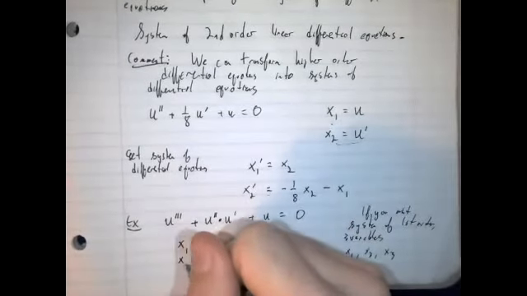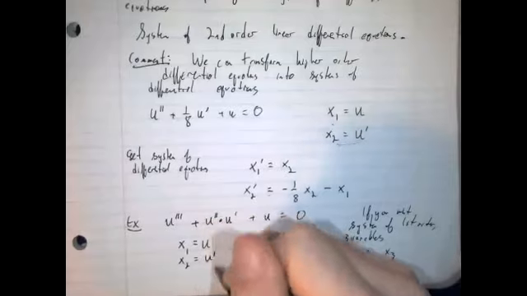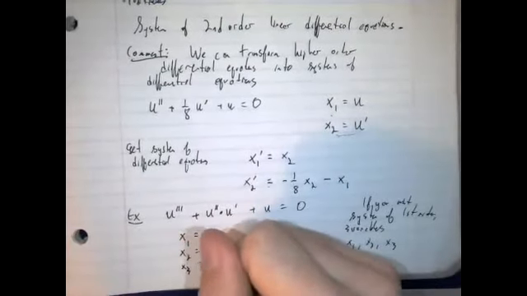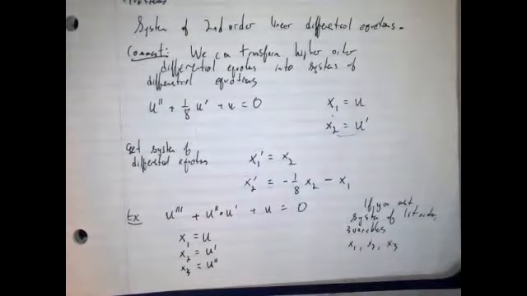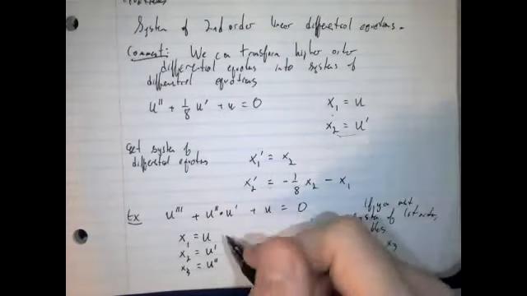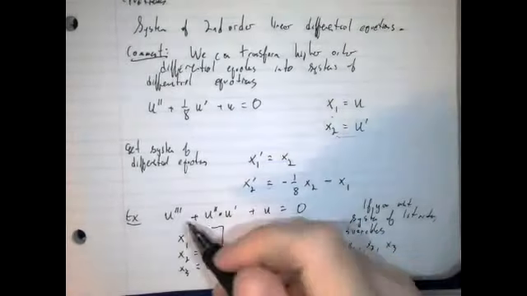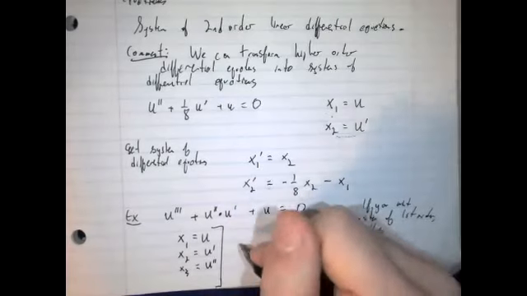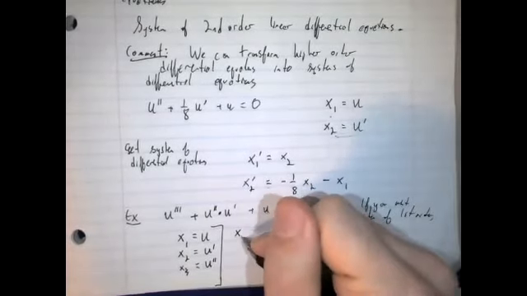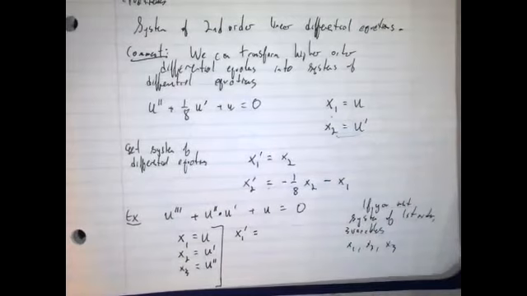And then I'm going to set x2 to be equal to u prime. And then I'm going to set x3 to be equal to u double prime. Right? This is a reasonable choice to make. And then now, once I've made this choice, I can write down differential equations. x1 prime is going to be equal to what?